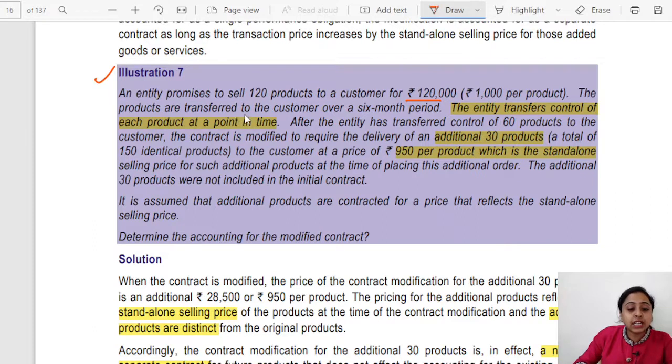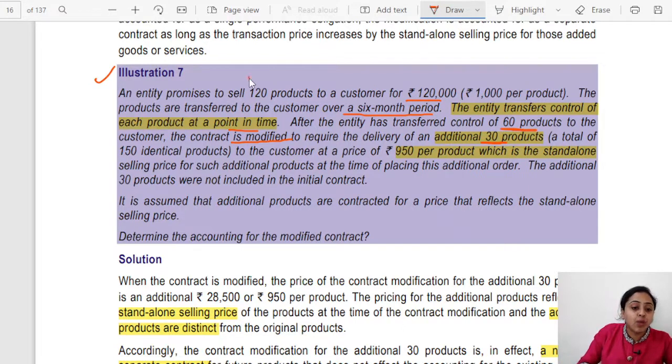The products are transferred to the customer over a 6-month period. In the following 6 months they will be delivered. The entity transfers control of each product at a point in time. After the entity has transferred control of the first 60 products to the customer, the contract is modified to require the delivery of an additional 30 products.